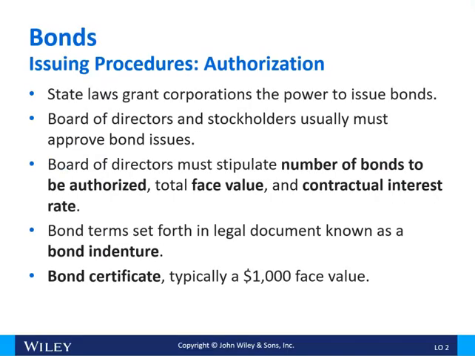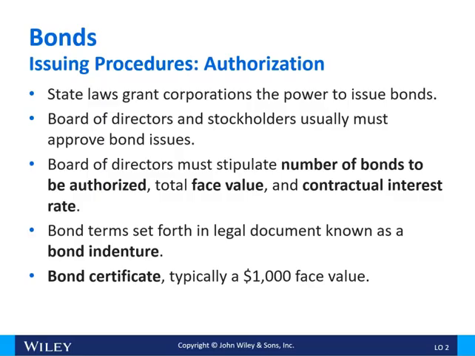Back to bonds. How do we issue bonds? First is authorization. State laws grant corporations the power to issue bonds. The board of directors and stockholders usually must approve the bond issues. The board of directors must stipulate the number of bonds to be authorized, the total face value, and the contractual interest rate.